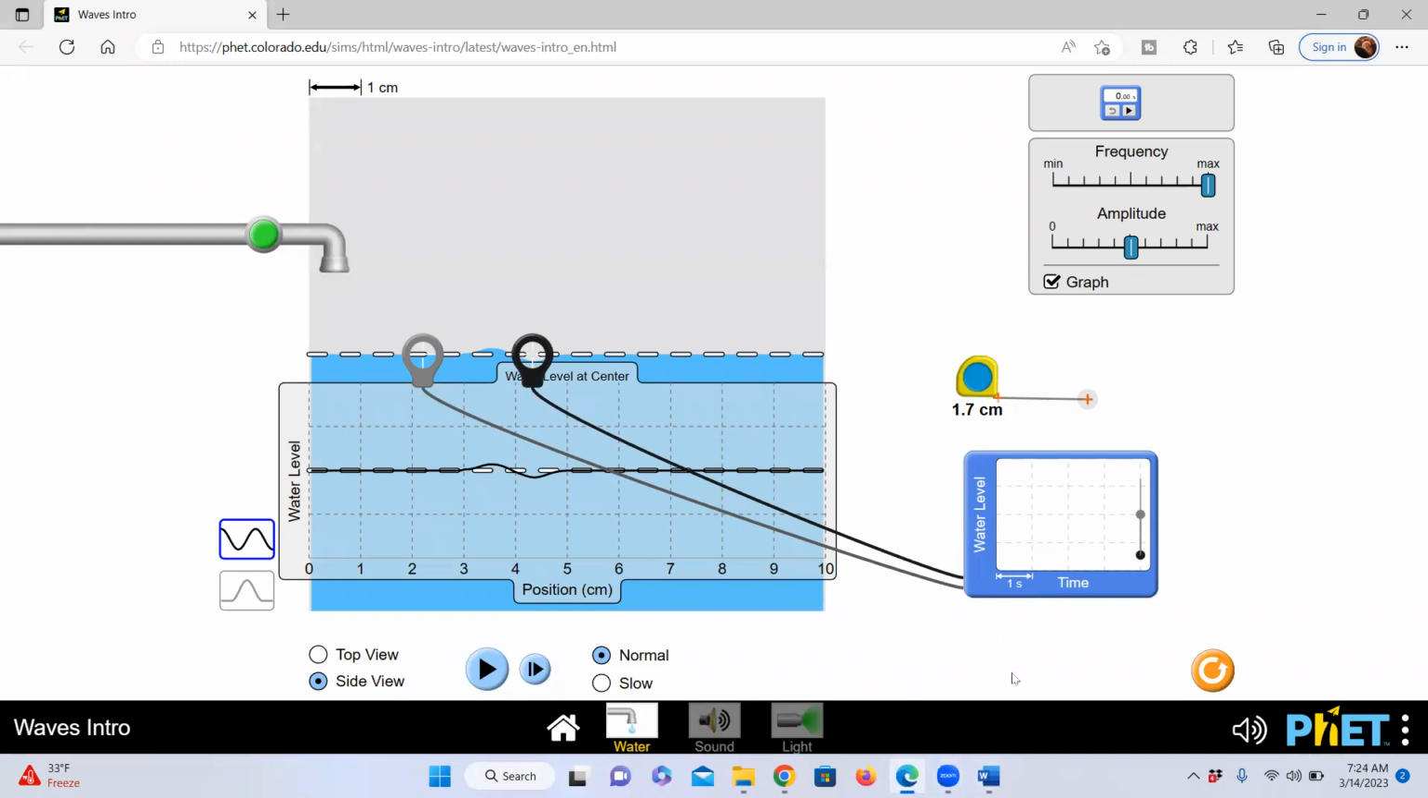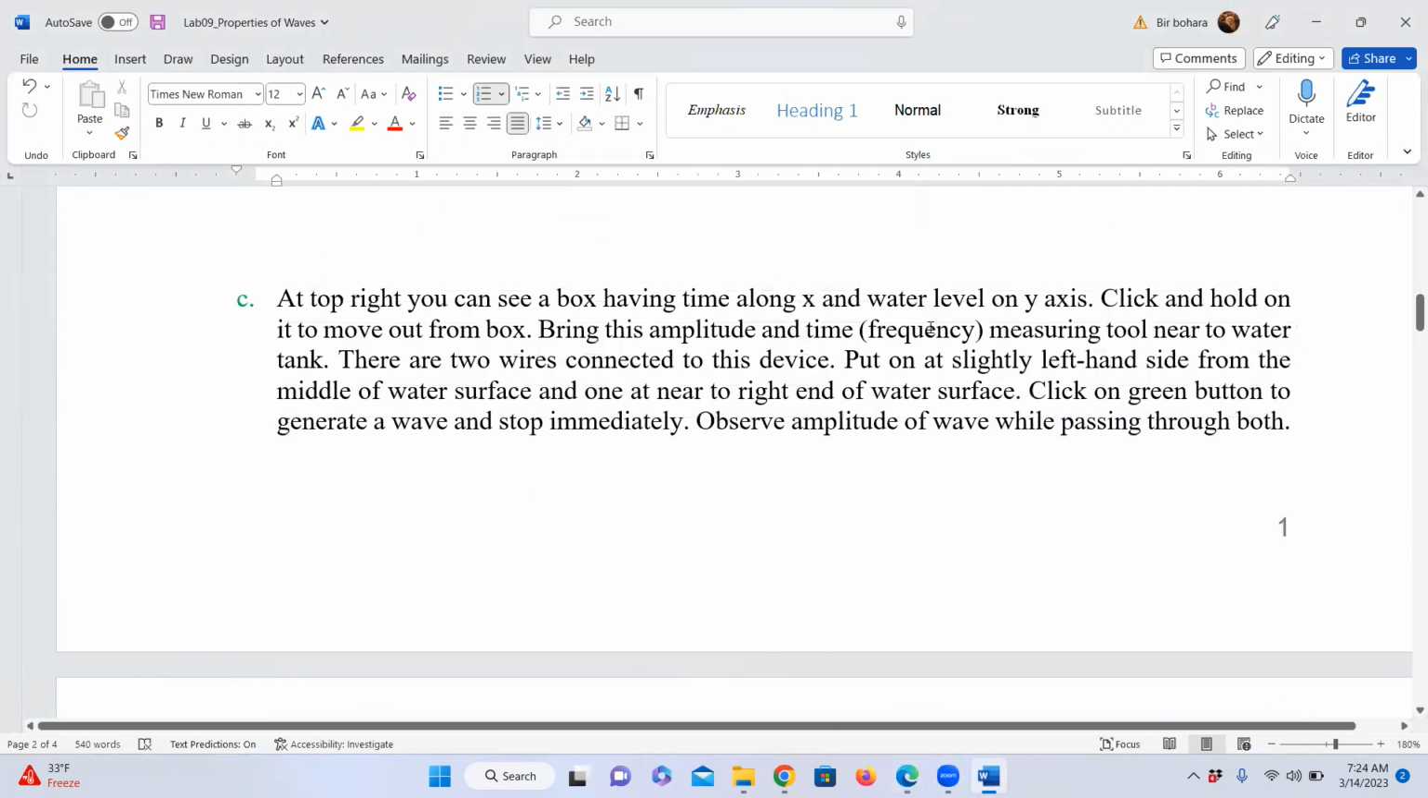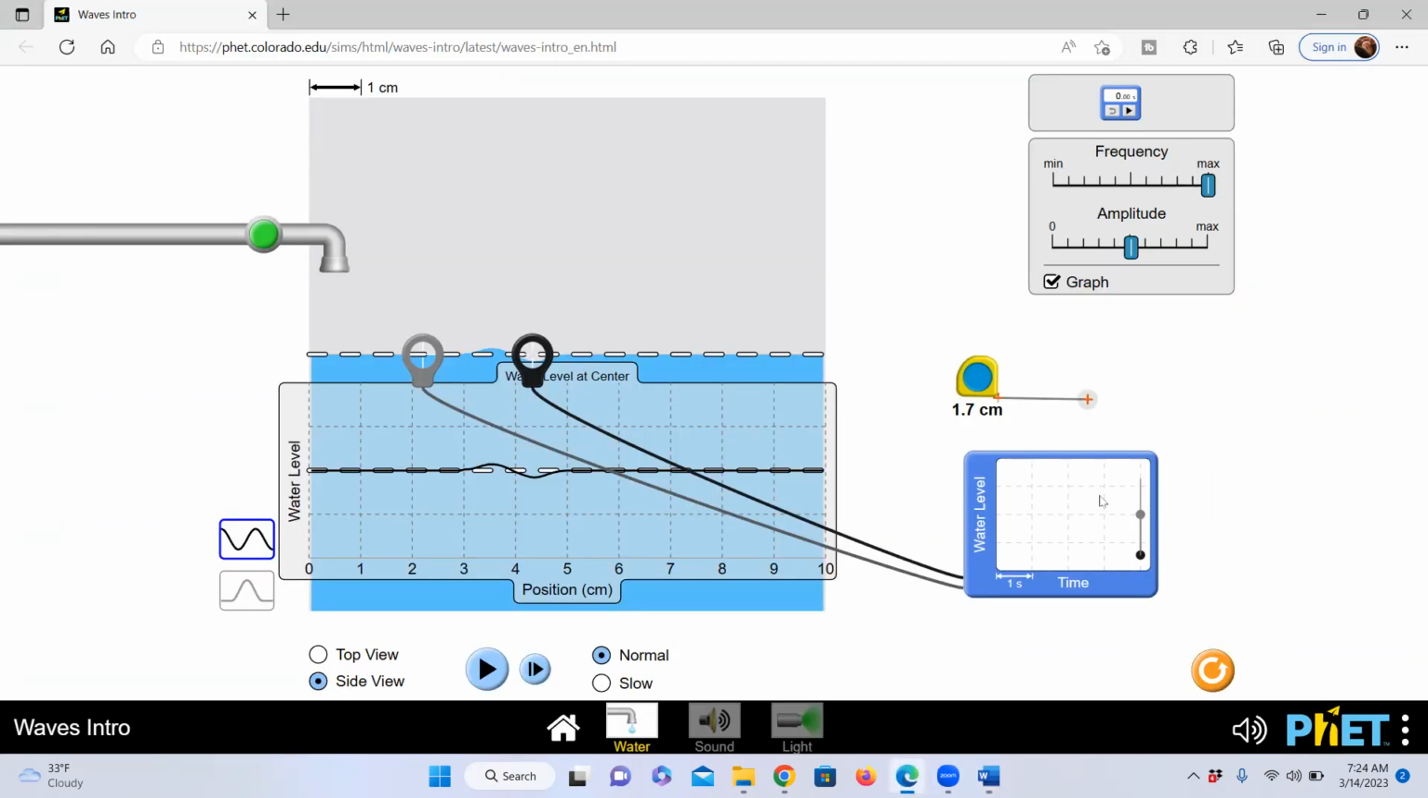Okay, so let me, is it saying something to set? Let me see the instruction. Bring this amplitude and a time measuring tool. There are two wires left. Water surface. Click on the green button. Okay. Observe the amplitude. You can set any amplitude just for observation purposes. So let me set a wave simply here. Anyway, let me set it right now. Okay, just one wave.